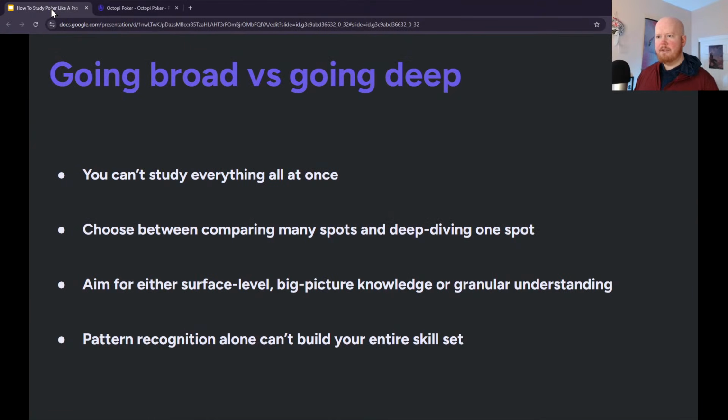So to go back to the slides here, we're going broad and we're looking at macro factors, or we're going deep and we're looking at micro factors. We're not looking at both. If you try to look at both, you're going to end up getting very confused.